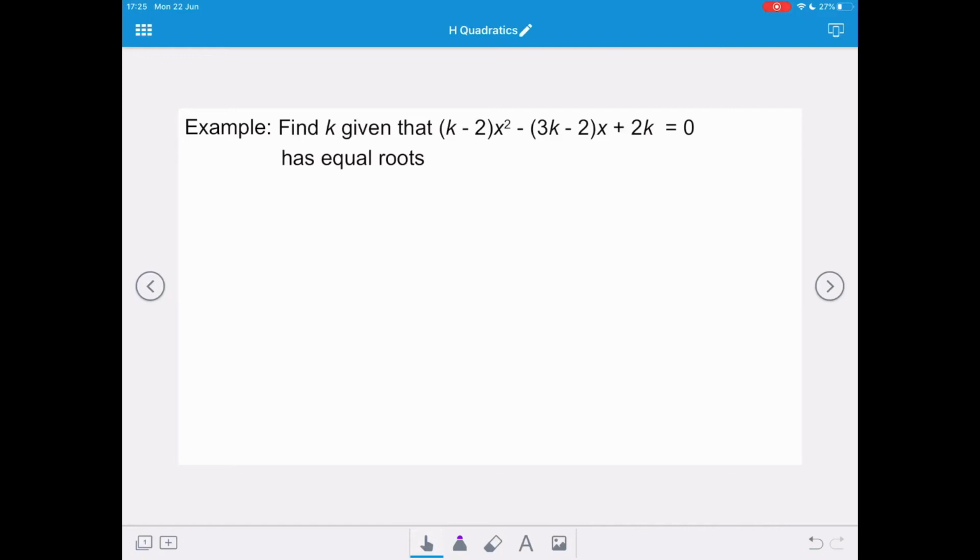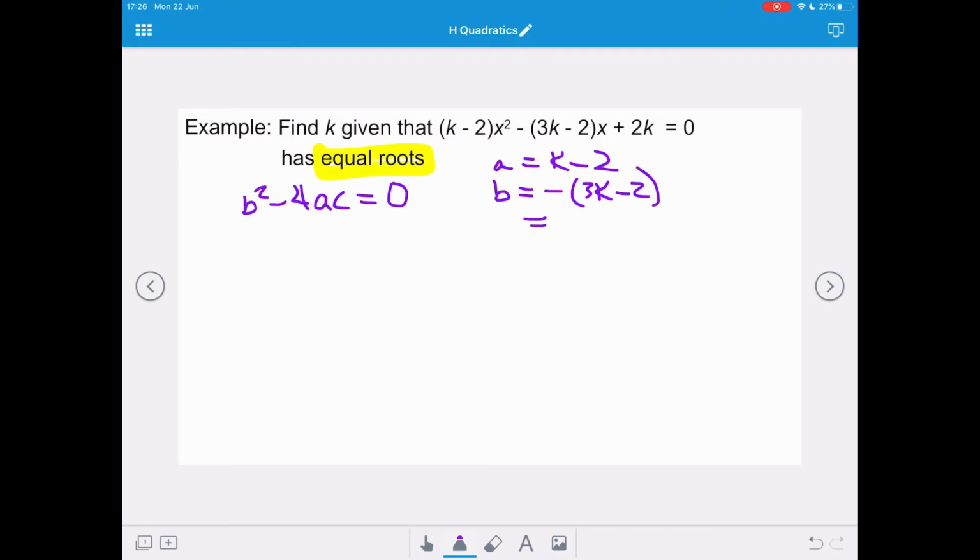So the next example, we want to find k given that (k minus 2) upon x squared minus (3k minus 2) upon x plus 2k equals 0 has equal roots. So our condition for our discriminant for equal roots is b squared minus 4ac equals 0. Now a in this example is going to be k minus 2. B is going to be equal to negative of the bracket 3k minus 2, and we can expand that out to be negative 3k plus 2. And our value of c is going to be 2k.